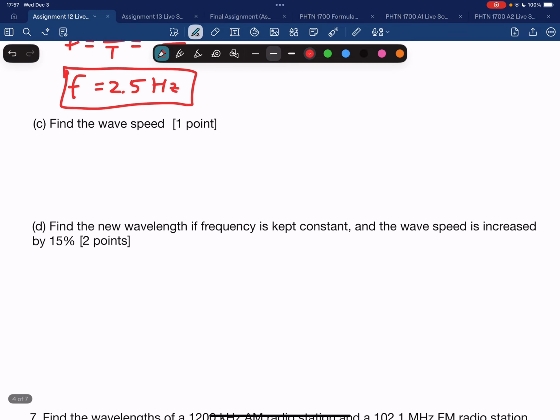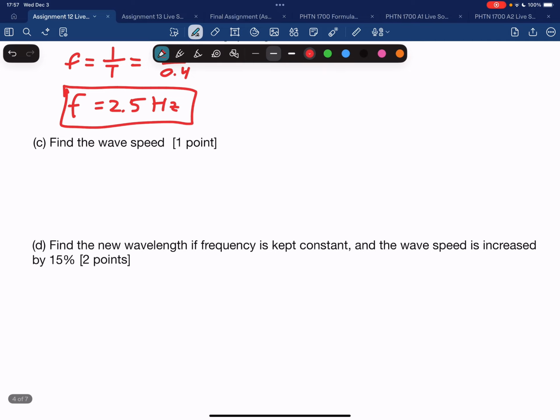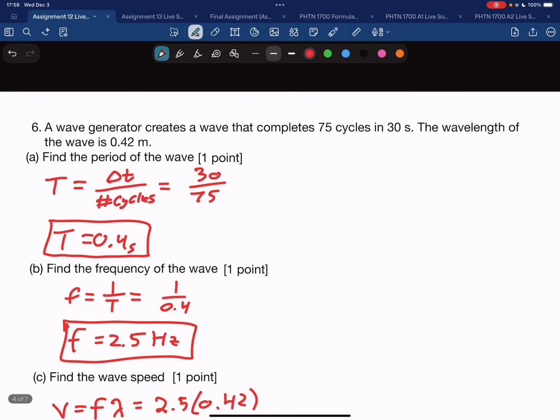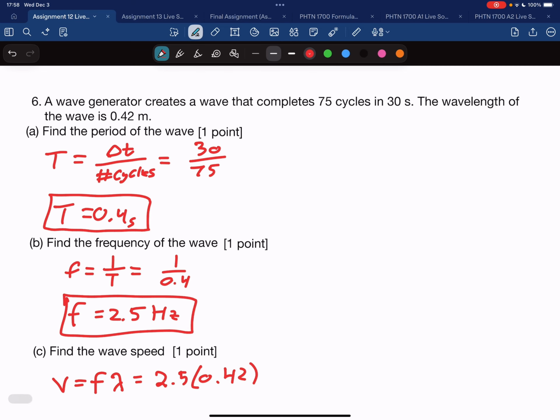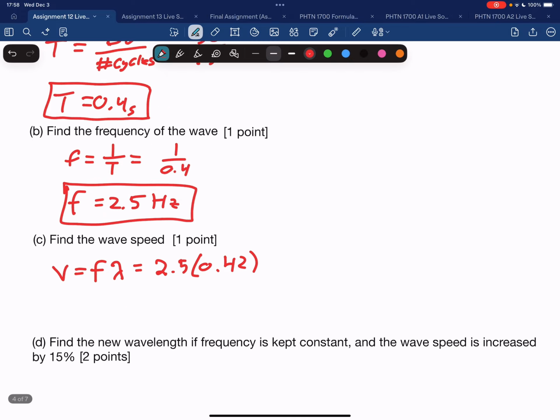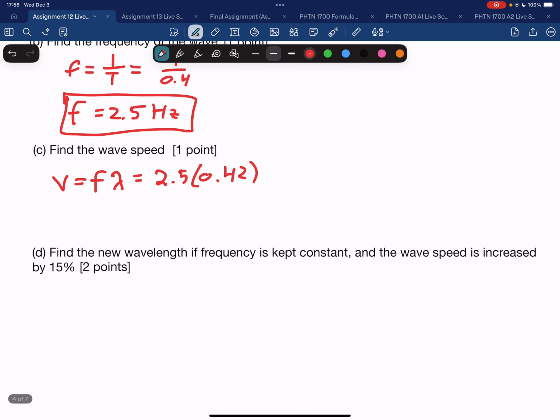C, find the wave speed. So here we have v equals f times lambda. This frequency here is given by 2.5, and lambda is 0.42. I got that from the beginning in the question here. It tells us that the wavelength of the wave is 0.42 meters. So that is where that 0.42 came from. And this gives me a wave speed of 1.05 meters per second.